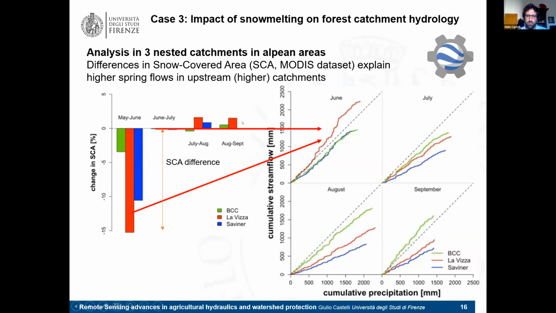Another interesting application that we studied recently, again with Google Earth Engine, is to use the remote sensing of snow for analyzing how the spring snow melting in alpine catchments may contribute a lot to the spring runoff that we observe at different altitudes. Basically, the catchments that are at higher altitude have a huge amount of runoff in spring that is generated by the snow melting. And this is another interesting application that we can consider by using such very quick tools of satellite image calculation like Google Earth Engine.